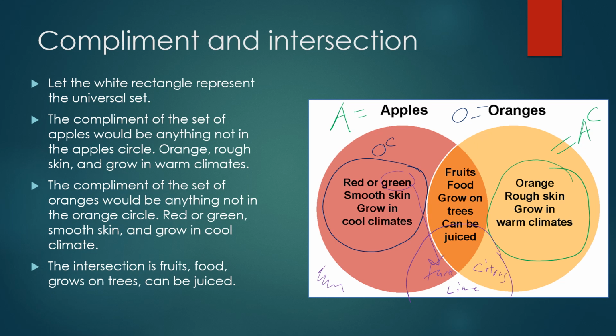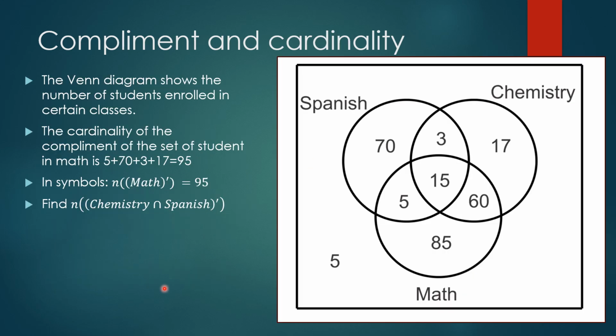The intersection, however, is where the two circles intersect. Let's talk about complement and cardinality. If we're trying to find the cardinality of a complement set, it's important to know what sets are what, so that we know which ones to count. In this Venn diagram, each number represents how many elements are in that set, in this case, how many students. So for example, there are 70 students that are taking Spanish that are not in chemistry or math. There are 5 students that are not in Spanish, chemistry, or math.